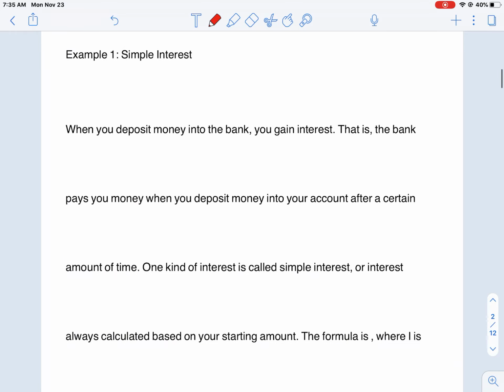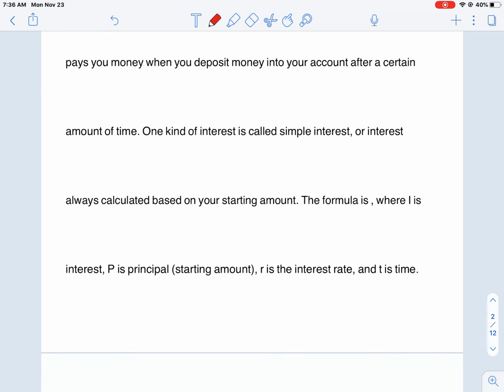When you deposit money in the bank, you gain interest. There's something called simple interest. Most people have compound interest, but we can't use that example because the math is too complicated. Suffice it to say, when you put your money in a bank, they pay you to put your money in the bank, because they invest it and make money off of your money. So everyone makes money.